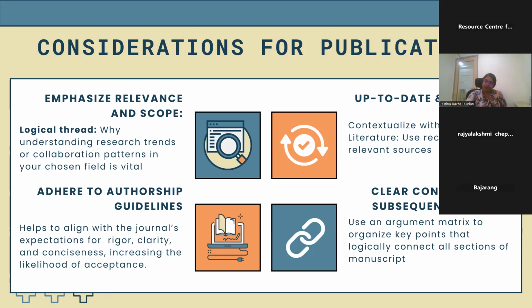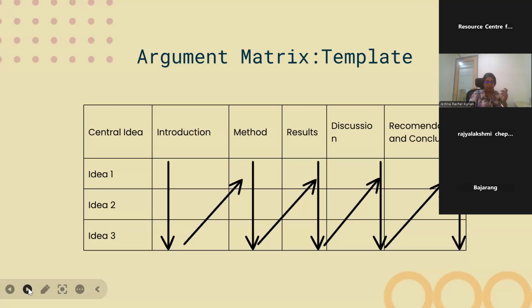Then finally, the clear connection to subsequent sections, which I will show you how to do using an argument matrix. The argument matrix is simply a table with columns you can fill in with a few words to keep your manuscript flowing, improve the flow of your manuscript. Can we go to the next slide? Yeah. So central idea 1, 2, 3.